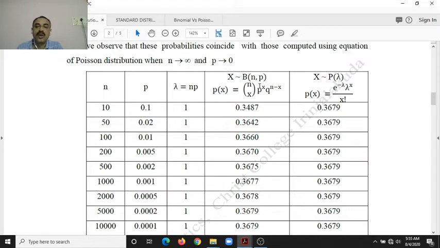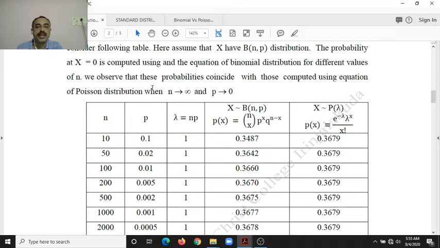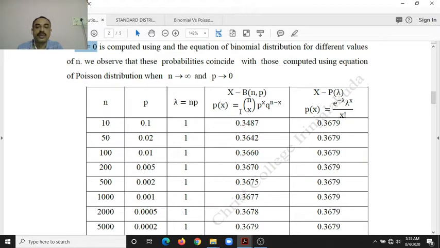So the next two columns show the probabilities of the point x equal to 0 as a test case, using the binomial equation and also the Poisson equation. The probability of x equal to 0 is 0.3487, using this equation: nC0, 0.1 raised to 0, and 0.9 raised to 10. So you can see its value is 0.3487.